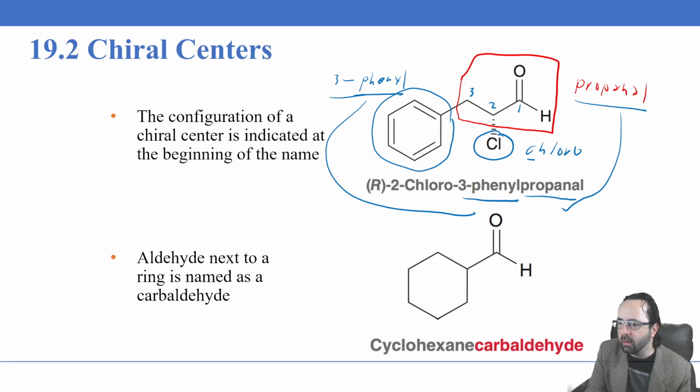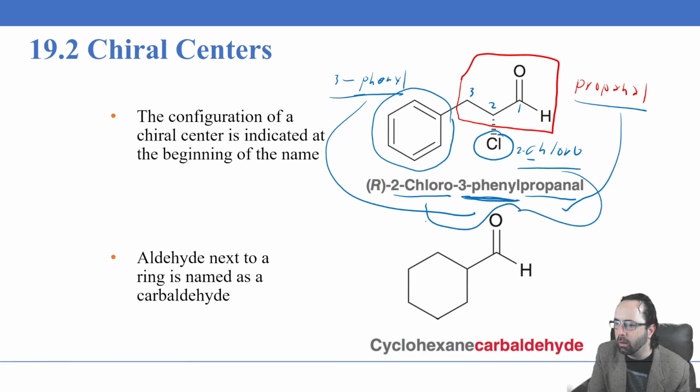Remember, this is a mistake I saw on some of the exams: people forgot that numbers never touch letters. There's always a dash between numbers and letters. And if you have to indicate more than one number for multiple substituents, you put a comma between the numbers. But there's always a dash between numbers and letters, as you see here. We have the 3-phenyl, and then on the second carbon we have the chloro, so this is going to be 2-chloro. So that's going to be this part right here.